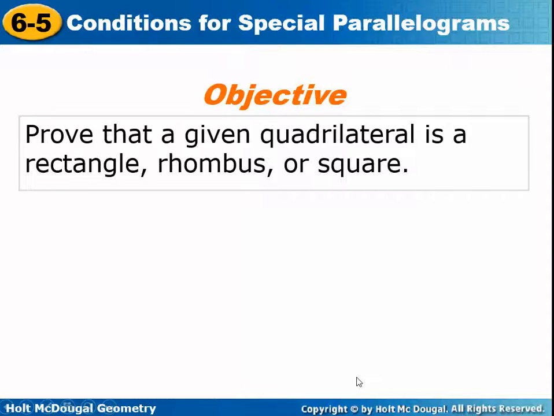Hello, this is Ms. DB, and today we're going to talk about conditions for special parallelograms. In the previous lesson, you learned that if you have a rectangle, a rhombus, or a square, then certain properties will be true. In this one, we're going to try to figure out, do we have a parallelogram, a rectangle, a rhombus, or a square given what we know about it?